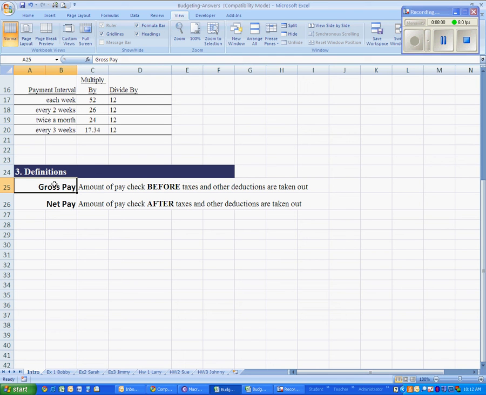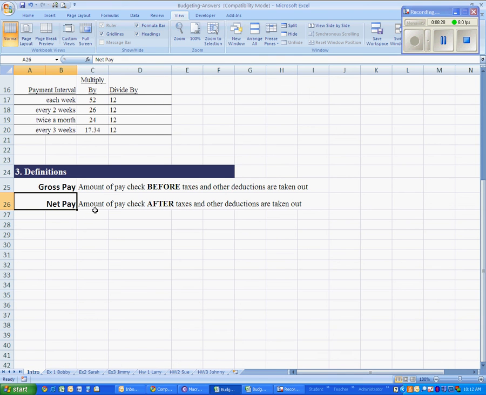So you don't want to use your gross pay. You want to use your net pay. How much do you get? How much is your check after state, local, and federal taxes are taken out, after Social Security tax is taken out, after Medicare taxes are taken out? And typically that's about 75% of your paycheck. 25% of what you earn is taken out before you even see it.